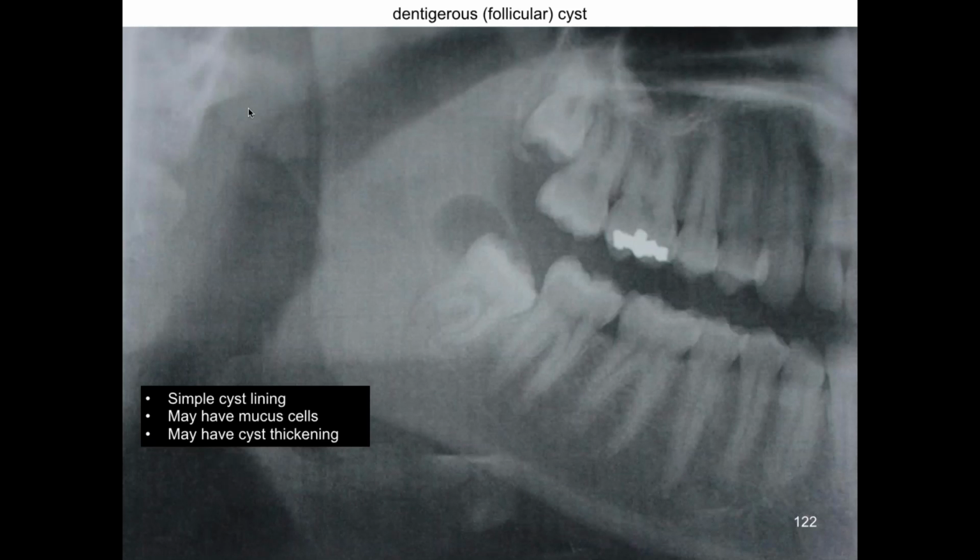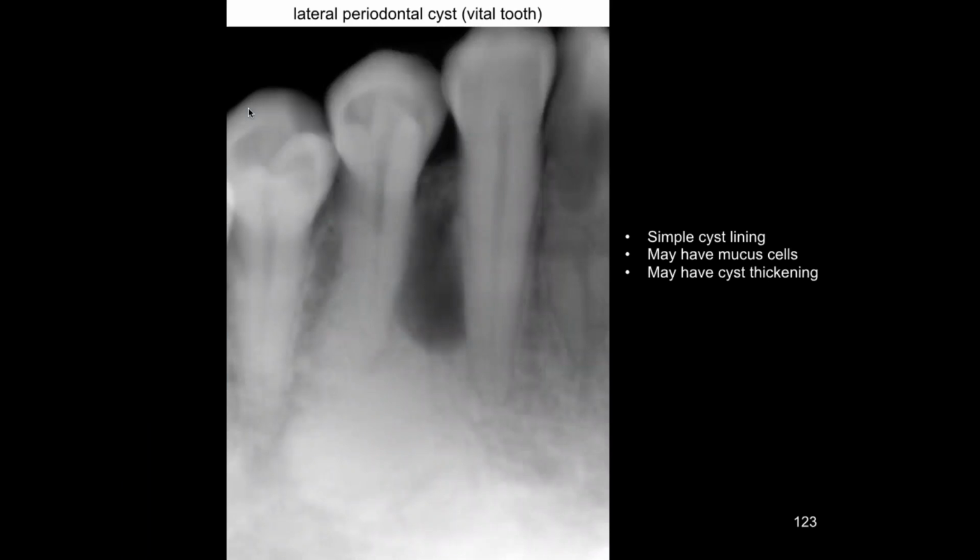We're having a pollen day here, I think. When it comes to impacted teeth, these are developmental cysts, and then the answer becomes dentigerous cysts. So periapical first, dentigerous next. And these usually have simple cyst linings.